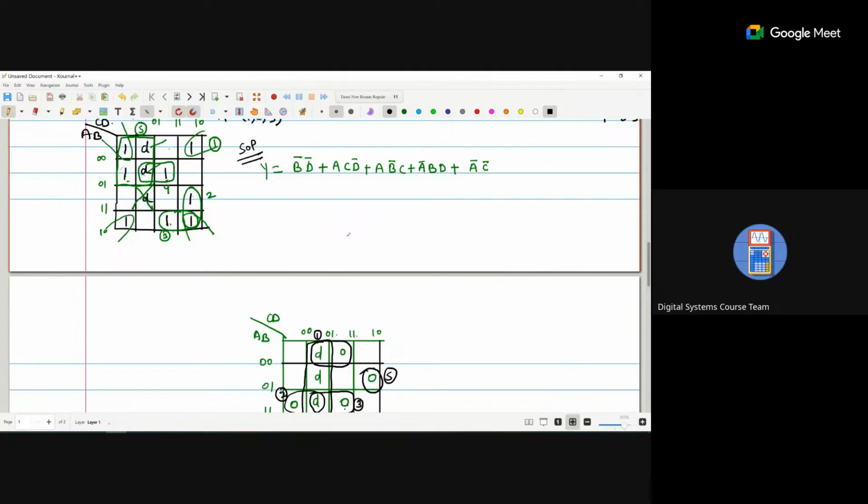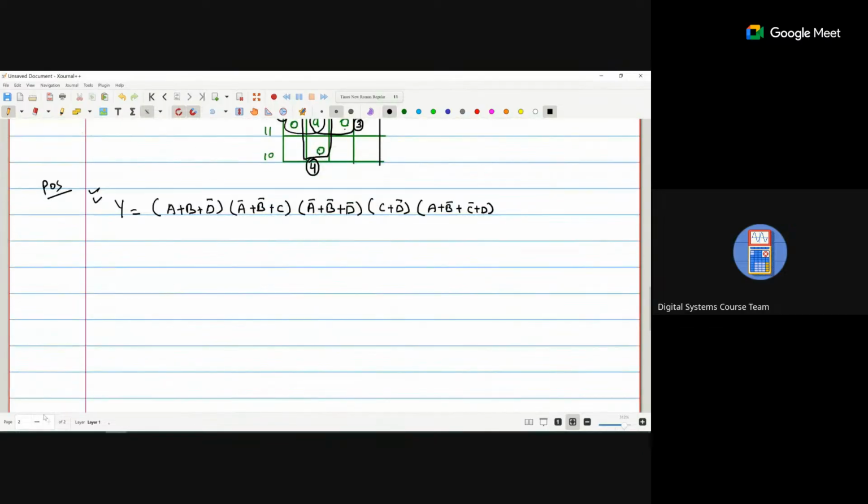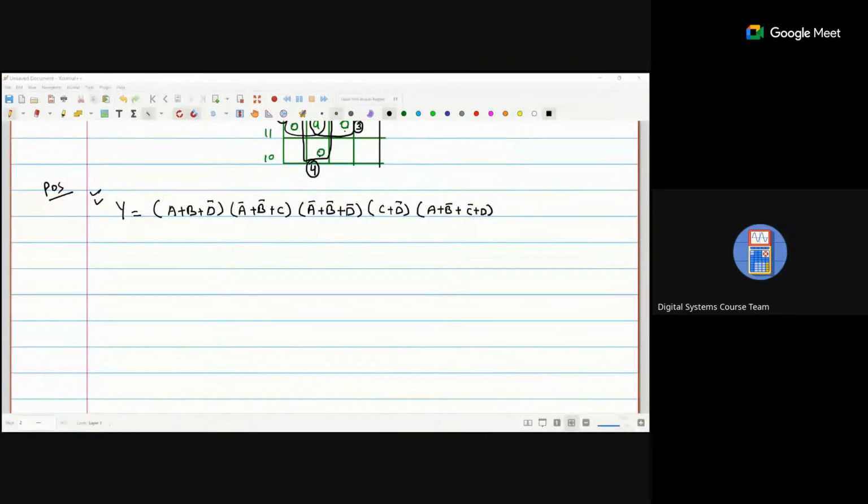Okay. Now any doubt? I think SOP and POS concept is clear. Yes, sir. Okay, how we solve the SOP, how we solve the POS in K-map. Any doubt related to the week's content, you can ask. Okay, so can we go with the practice assignment?